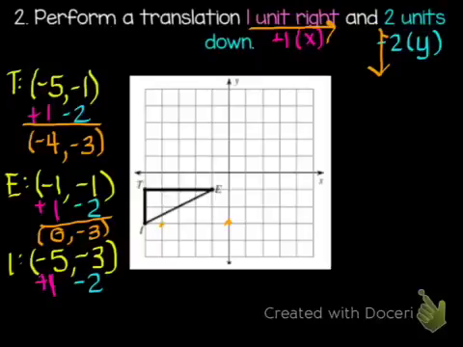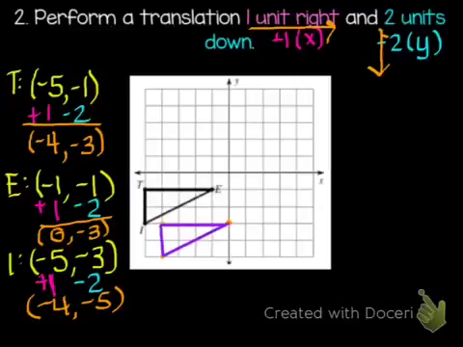And then for this last one, -5 plus 1, we were at -4, and then -3 minus 2 is -5. So our I prime is going to be at -4, and then -5, so way down here. And then all you'll do is just connect those to create your new image. There we go. So that is a transformation, or I'm sorry, a translation, 1 unit right and 2 units down.